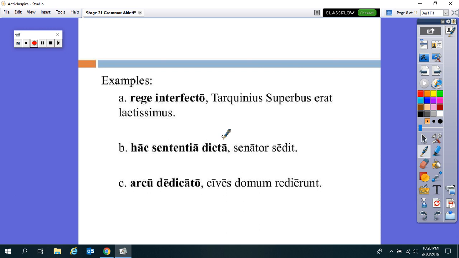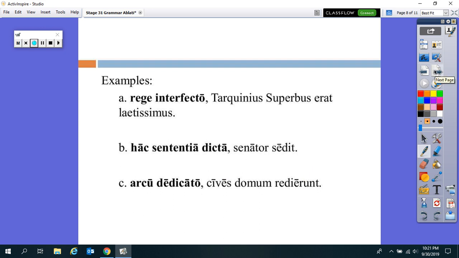How about this one? Hoc sententia dicta senator sedit. Again, a bunch of ablative words at the beginning of the sentence. There's no preposition. It's going to be an ablative absolute. Dicta is a perfect passive participle coming from dico, dicere, to say. So with this opinion having been said, the senator sat down. And then here's one from more recent stages. Arcu dedicato cives domum redierunt. So ablative noun, ablative perfect passive participle, beginning of the sentence. With the arch having been dedicated, the citizens returned home. Not much to it.